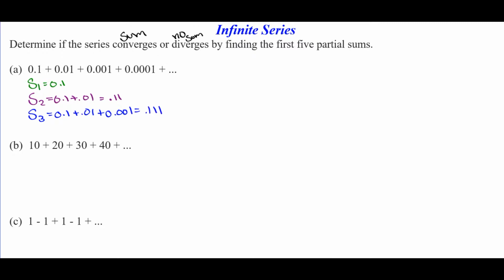So if I look at my fourth partial sum, adding up all 4 of these terms, which is going to give us 0.1111. So hopefully you're seeing the pattern here. So my fifth partial sum is going to be 0.11111. So assuming that the pattern continues, we can find the infinite summation, which would be 0.1 repeating or 1/9.